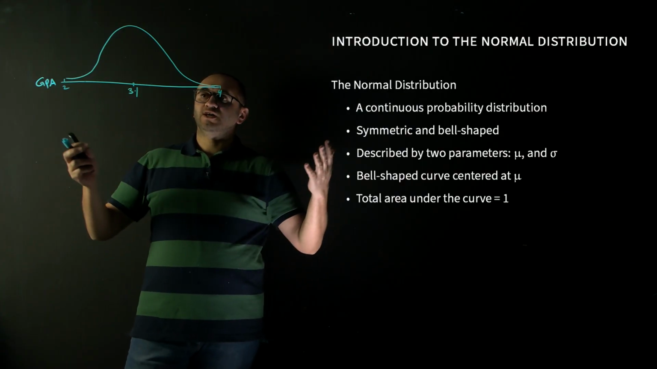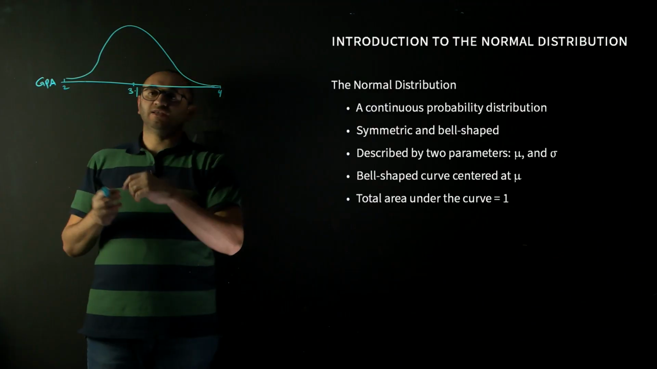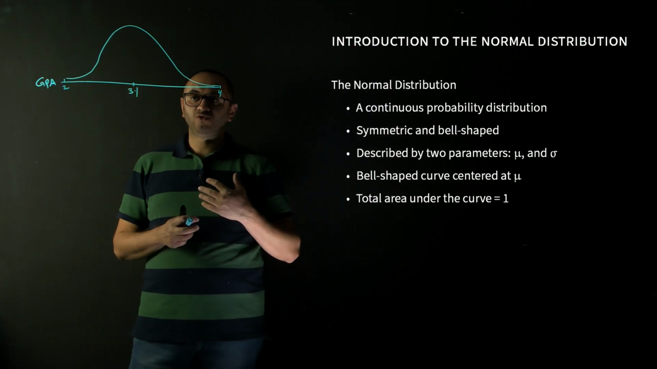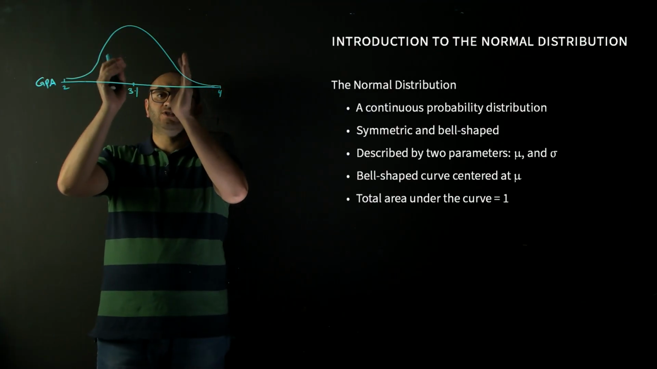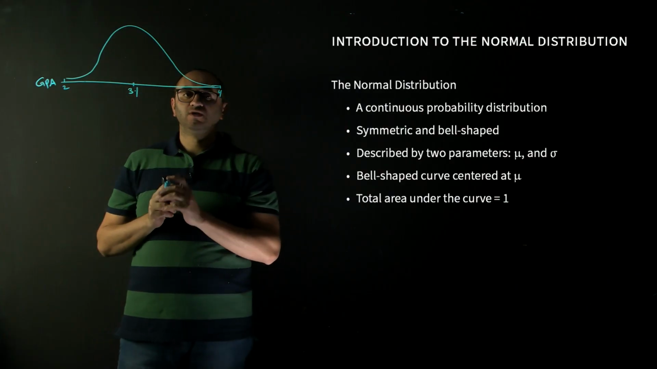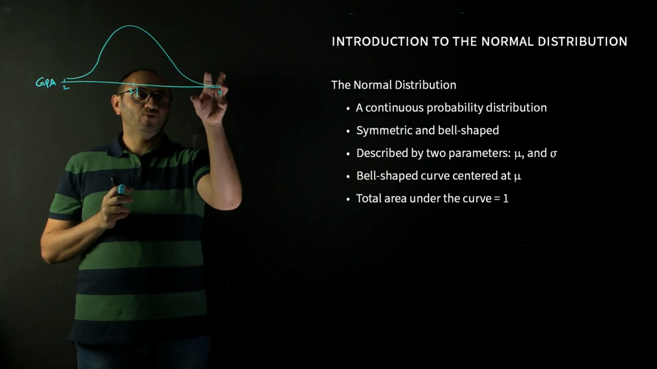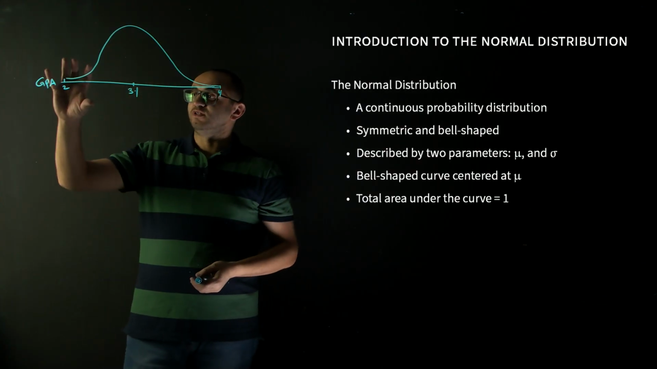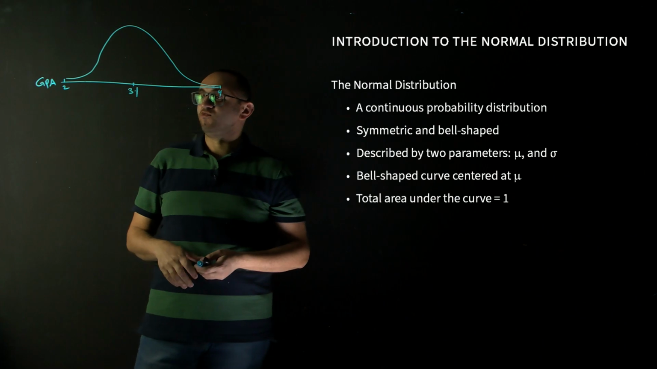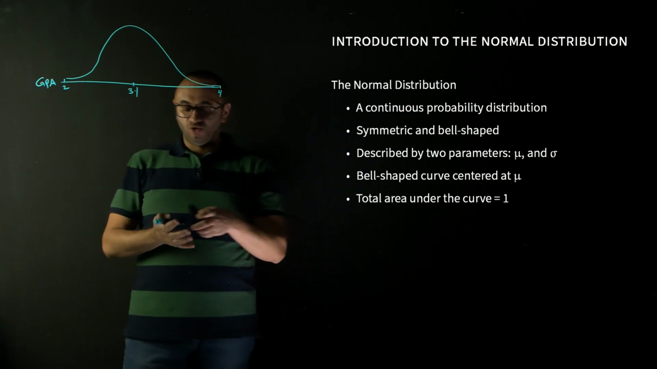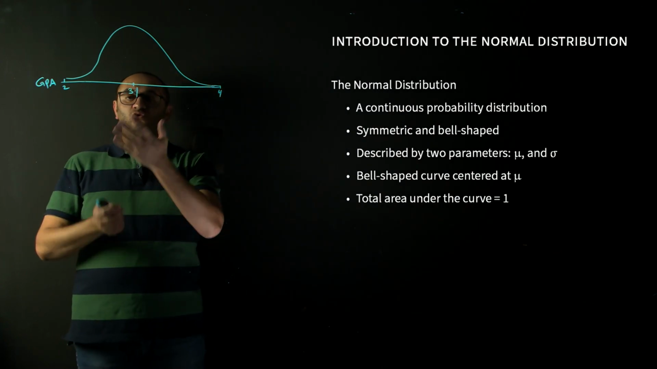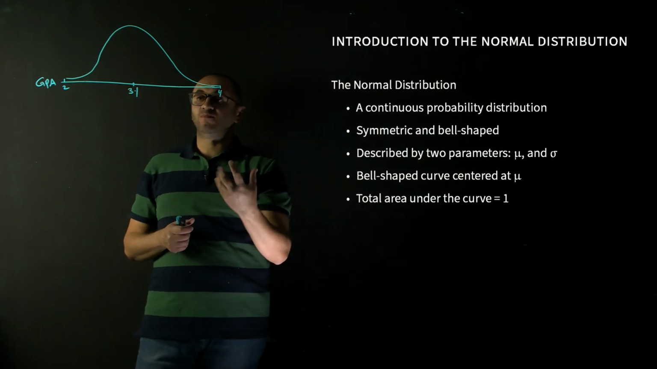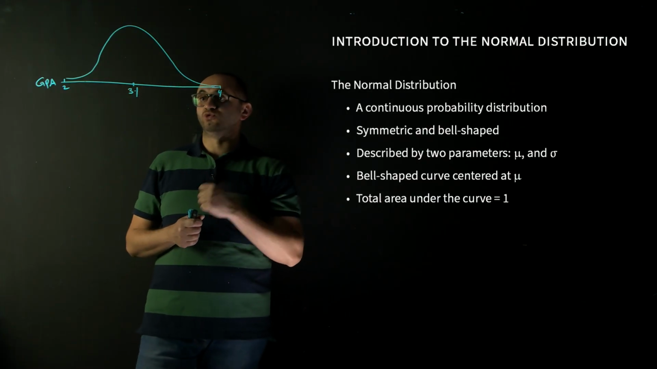If you look at this large data set and create a histogram, you will see the majority of the students have GPA around the mean. A small proportion of students have very high GPA, and unfortunately, a small proportion of students have very low GPA, but the overall shape looks like this. So this is an example of a normal distribution.